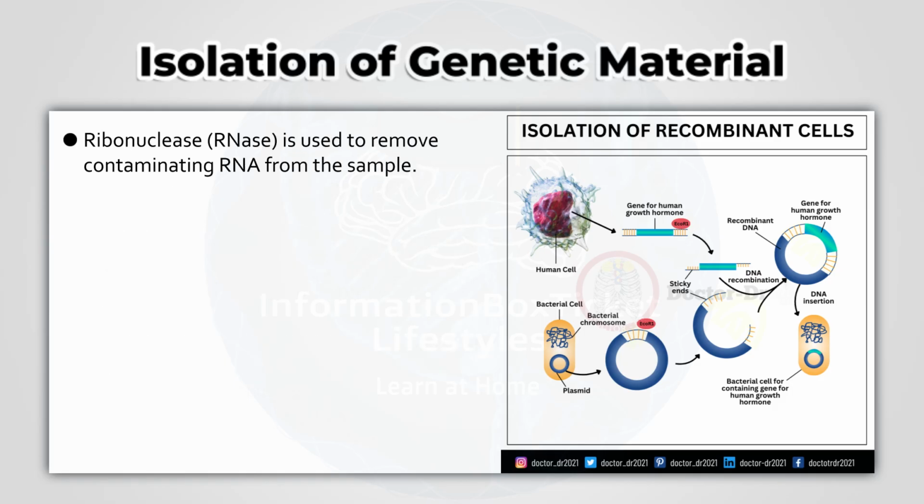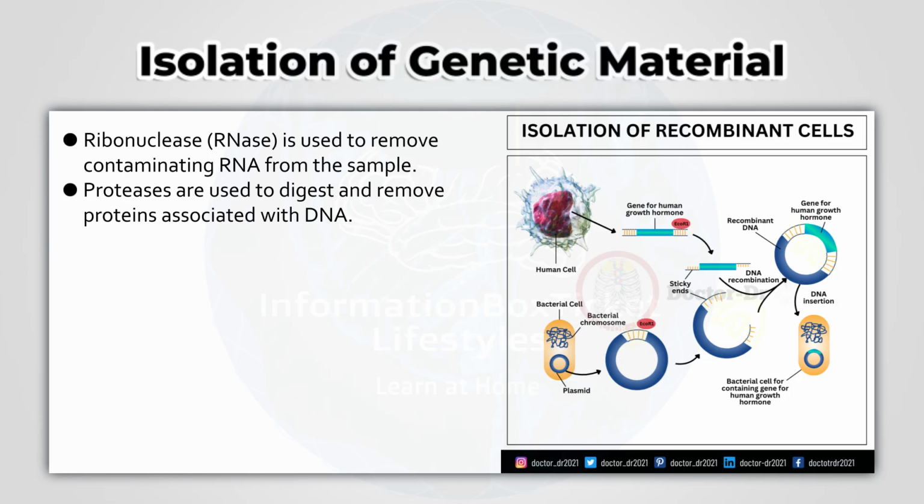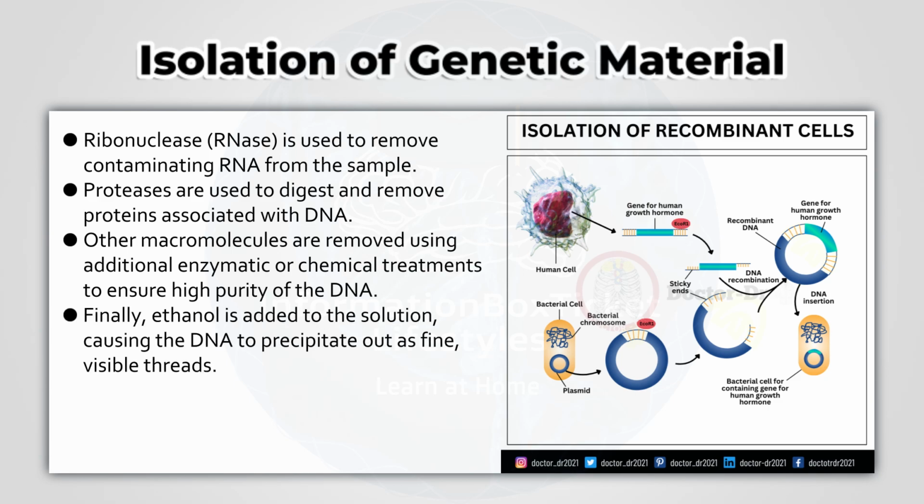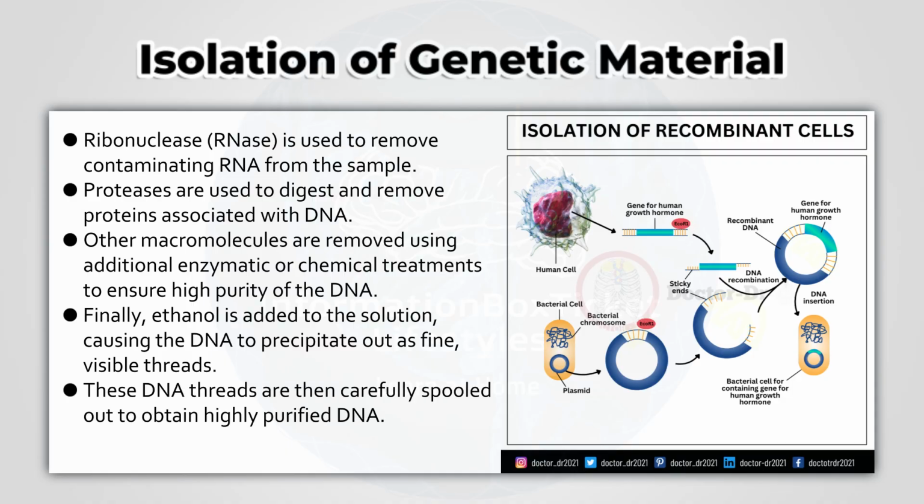Ribonuclease is used to remove contaminating RNA from the sample. Proteases are used to digest and remove proteins associated with DNA. Other macromolecules are removed using additional enzymatic or chemical treatments to ensure high purity of the DNA. Finally, ethanol is added to the solution, causing the DNA to precipitate out as fine, visible threads. These DNA threads are then carefully spooled out to obtain highly purified DNA.